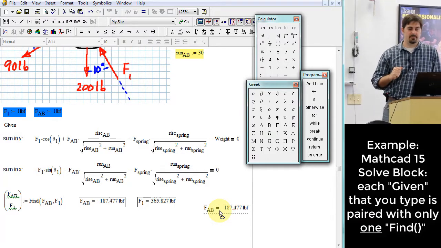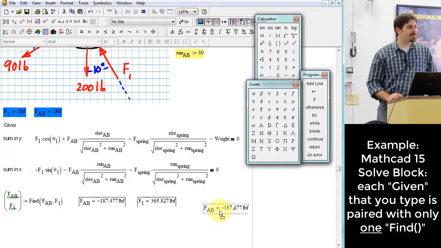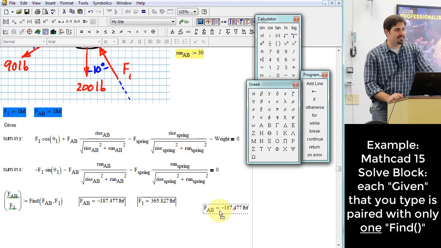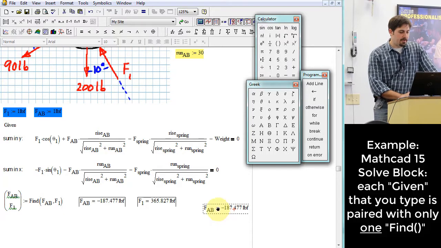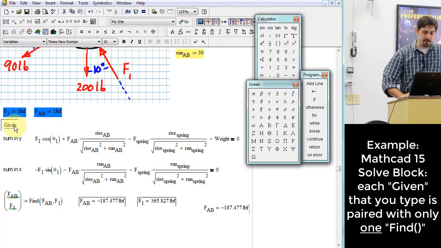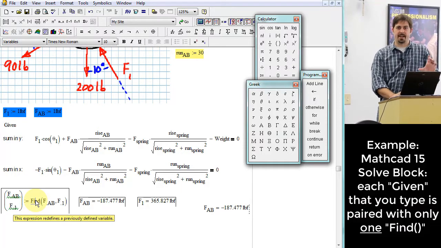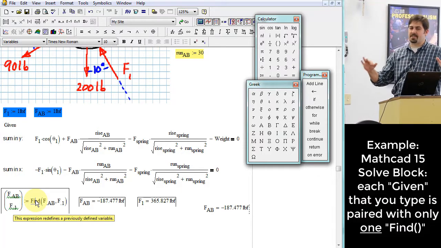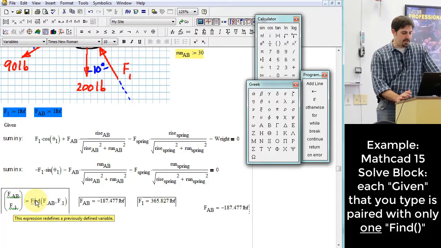Questions? Yes, ma'am. Okay, so I got the original find to work. I looked back and I was missing multiplication where there should have been. But now when I put the matrix in, it says my F1 is undefined. You have to delete the old find. Right. Okay. Yeah, you can't put in another find. The given that you put up here pairs with just one find, right? And once it does that, Mathcad says, I've processed that solve block and I'm done. Okay, so that's a good point.